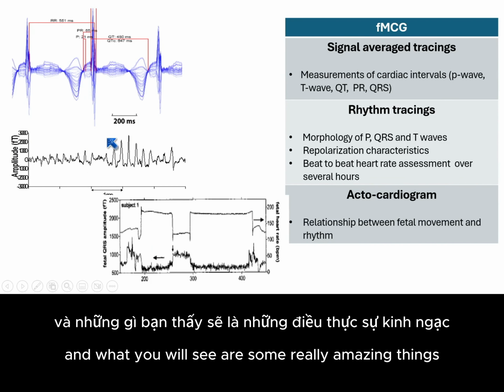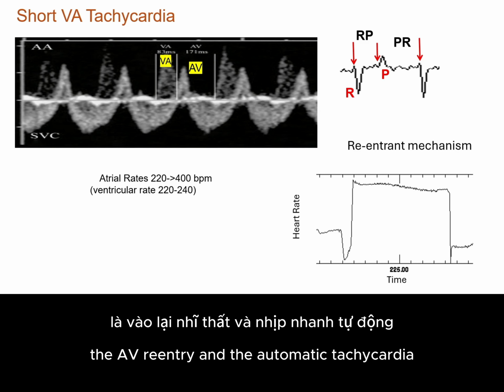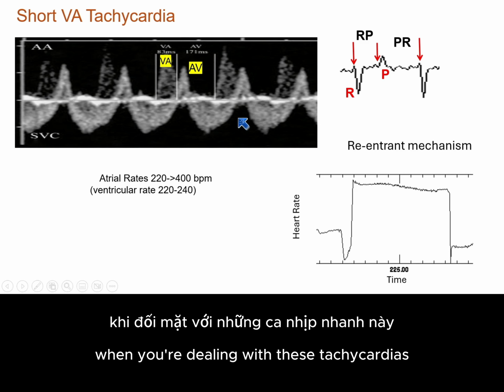So we talked about the two different mechanisms for tachycardia, the AV reentry and the automatic tachycardia. When you're dealing with these tachycardias, the next thing you have to do, once you've separated into AV or automatic, is measure the VA interval. And we did this yesterday during our demonstration, but I'll just review it really quickly.